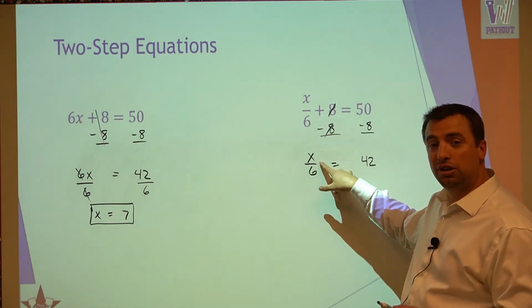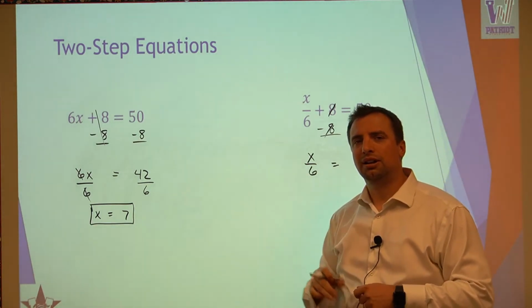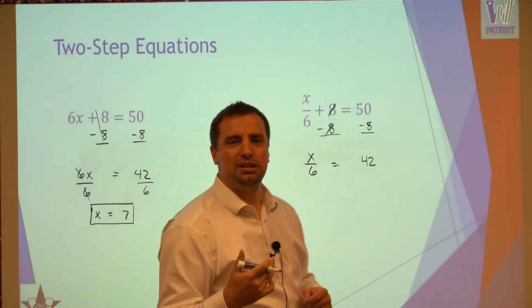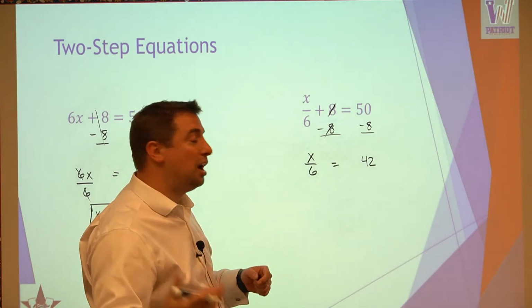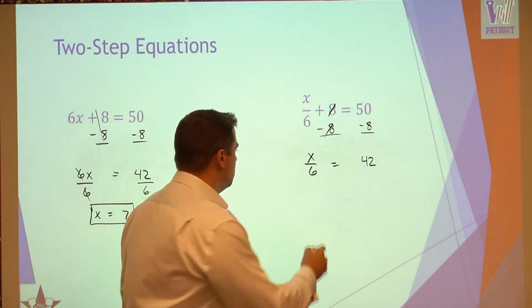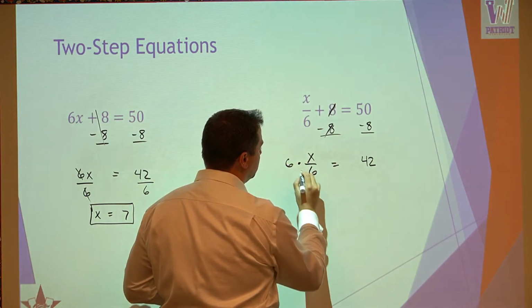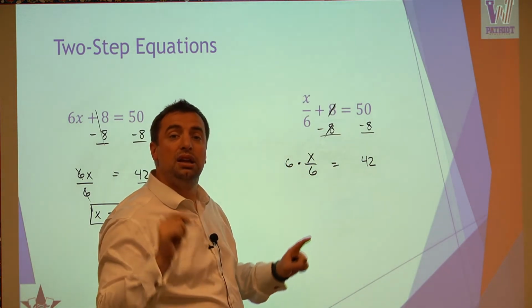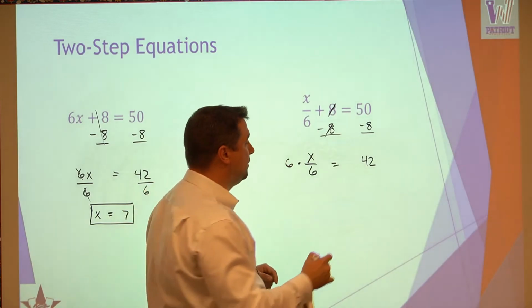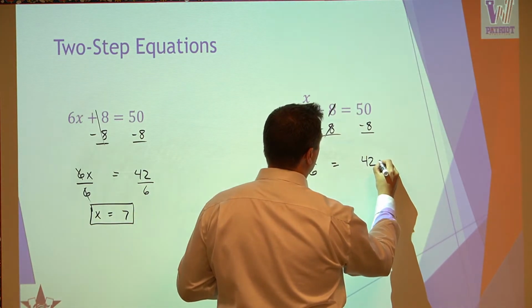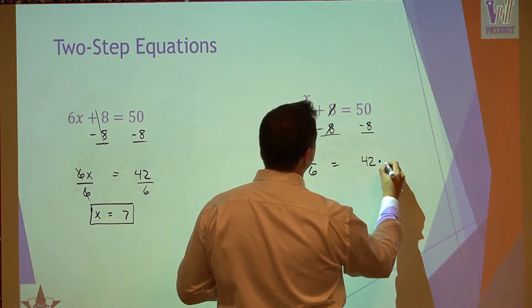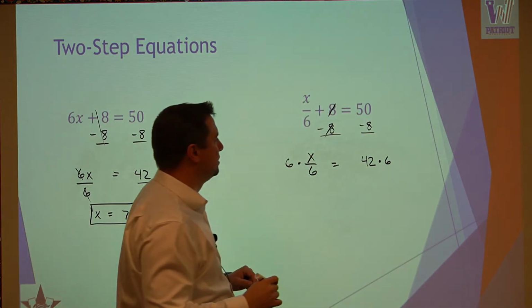One-step equation with division. We know what to do here. We do the opposite, or the inverse operation of division, which is multiplication. We multiply that side by 6, and then we follow rule 3. We have to do it to both sides. So we multiply this side by 6.